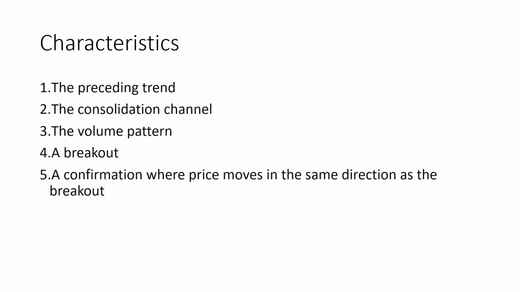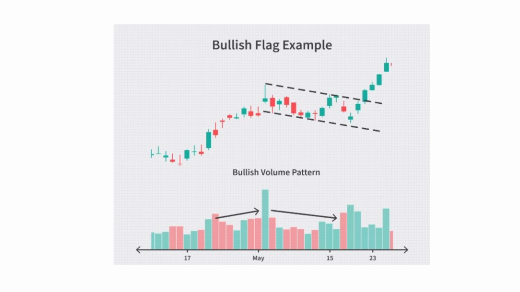So the characteristics, there's 5 characteristics of a flag pattern. The preceding trend, the consolidation channel, the volume pattern, a breakout, and a confirmation where price moves in the same direction as the breakout. So let's look at them. Let's see what these things look like in the volume.